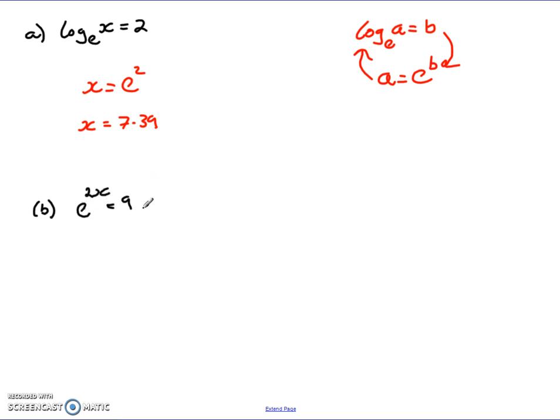Similarly, e to the 2x equals 9 can be solved using this rule and going back the way with it. So what we'd end up getting is 2x equals ln of 9, or natural logarithm of 9. Now it's 2x, so you've still got a little bit of work to do. Divide it by 2 and you get a half ln of 9 as the value of x. Plug it into your calculator and you get that x equals 1.20.